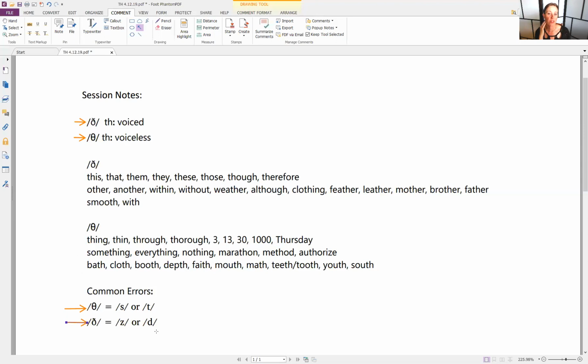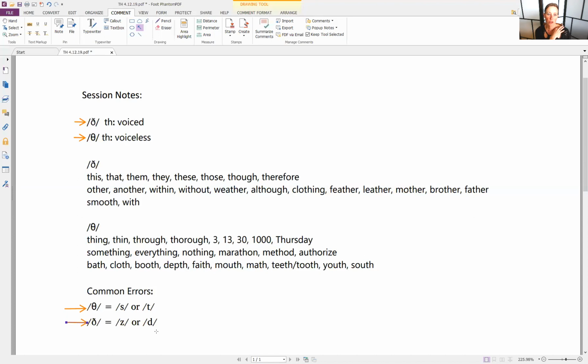Let me show you this. Not let me show you this. Let me show you this. This. Let me show you this. That, them, they. Other, another, clothing, that one's hard, mother, the, right? Has this soft component. Again, exaggerate it till it feels comfortable, then pull it back.